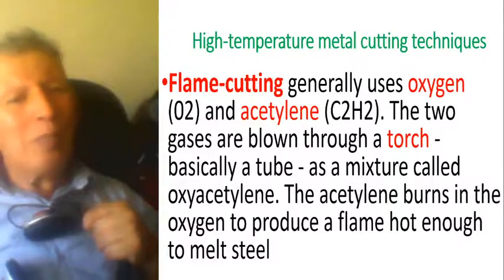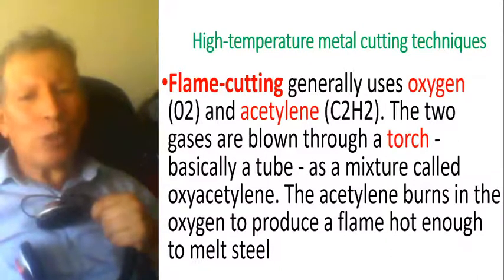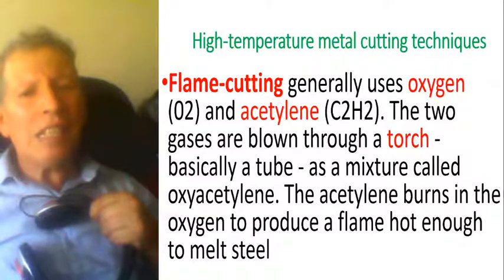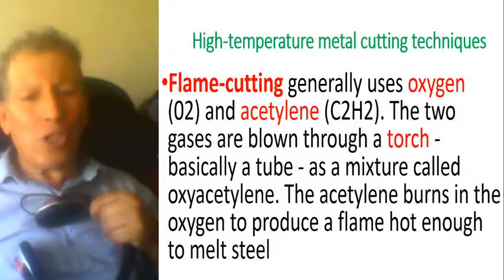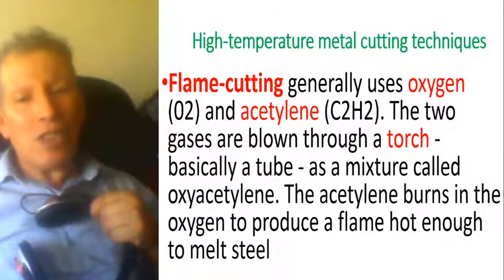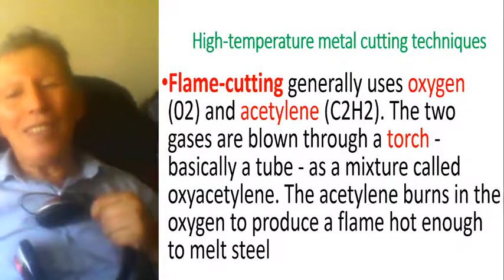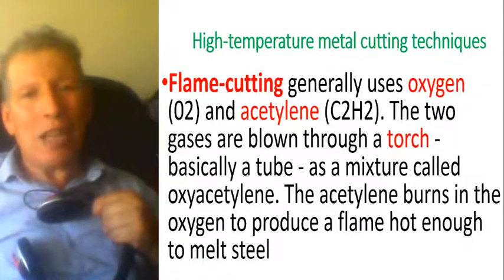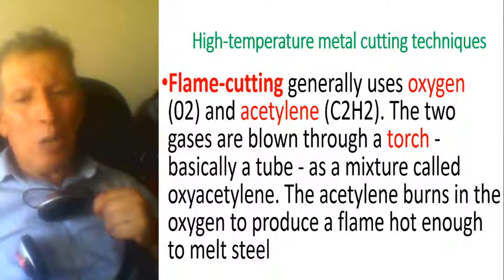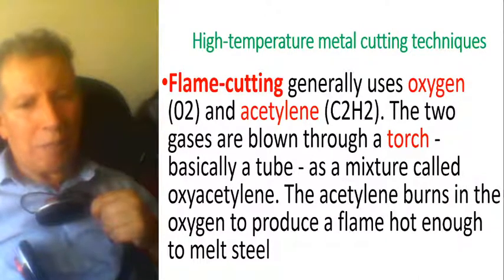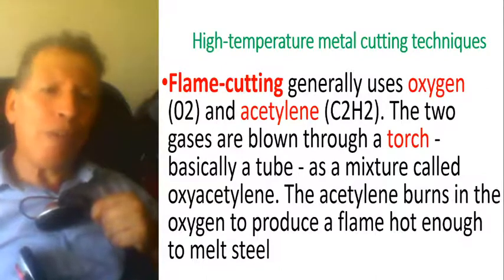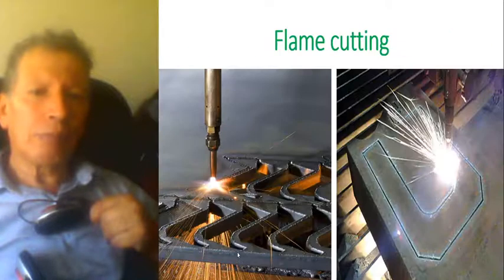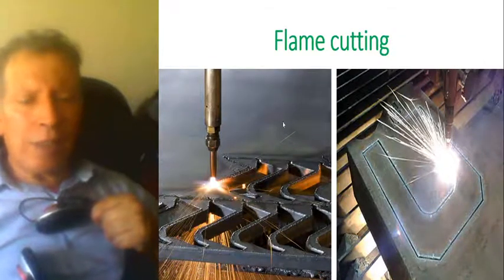A torch, Michel, is basically a tube. That torch delivers a mixture called oxyacetylene, and the acetylene burns in the oxygen. Of course, the oxygen encourages the burning of the acetylene, and there is a strong, high temperature flame which burns and which cuts. To produce a flame hot enough to melt metal, of course, you melt the edges to cut. So this is flame cutting.